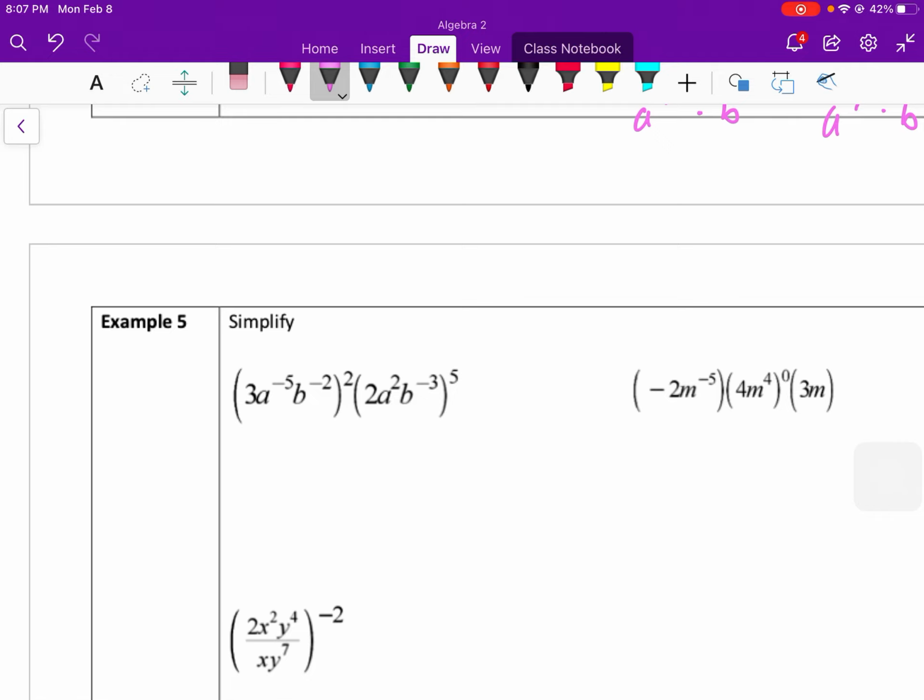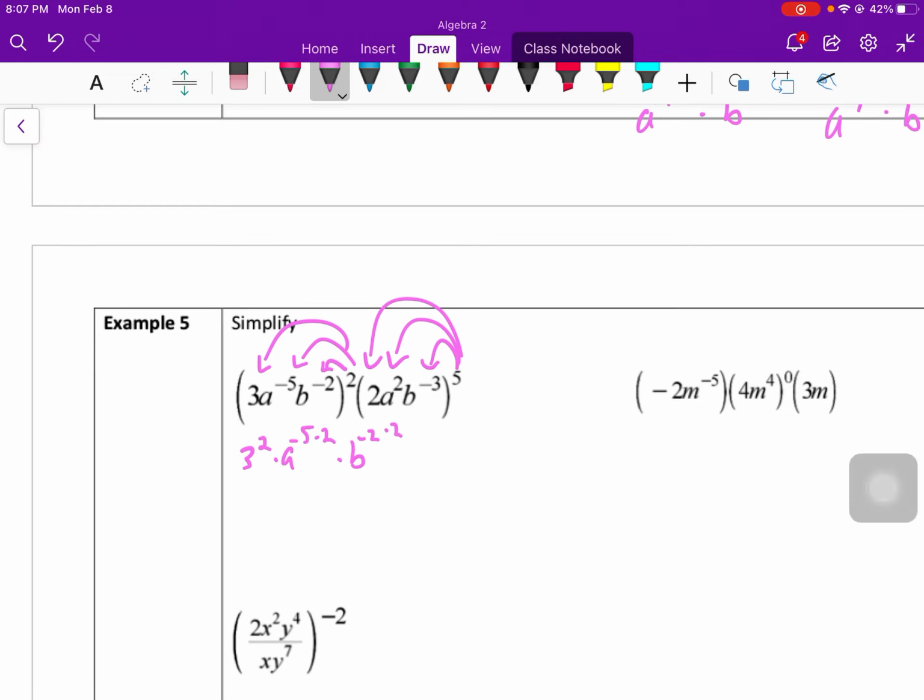Some more examples. So we have this product here, and it's all to the power of 2. We're going to want to distribute that 2 through. Same with this 5 over here. We have to distribute it to each of the values that are being multiplied. So we have 3 squared times a to the negative 5 times 2 times b to the negative 2 times 2. I'm going to leave this second half, and I'm going to simplify this right now. So we have 3 squared, which is 9, times a to the negative 10th times b to the negative 4th.